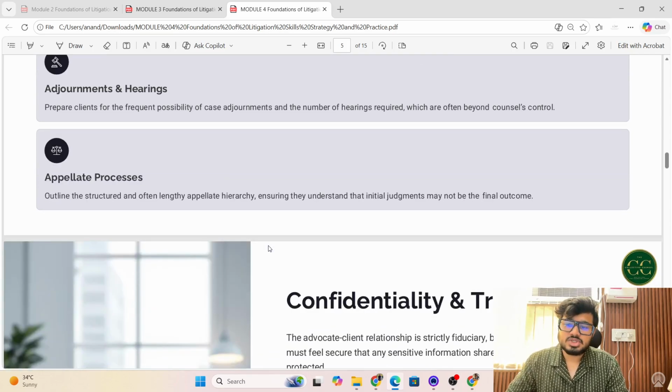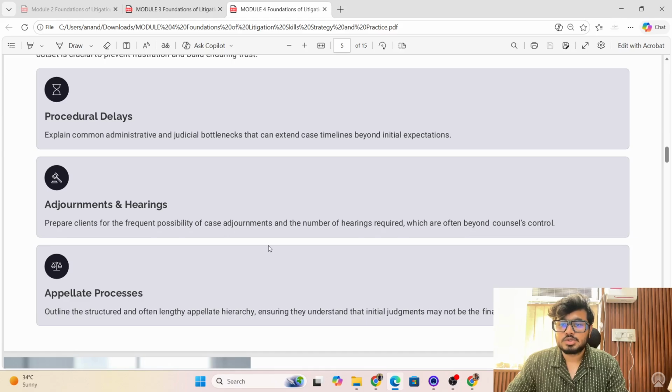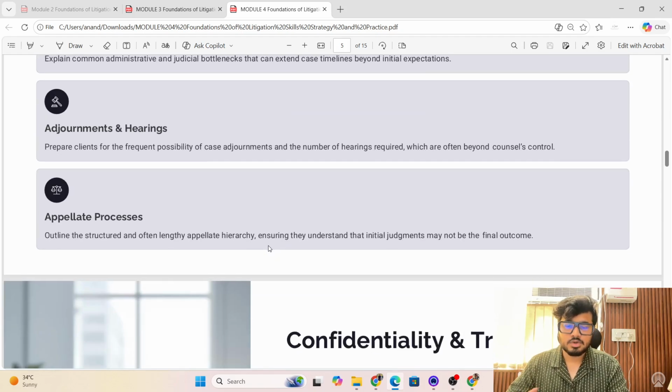Appellate process. Outline the structured and often lengthy appellate hierarchy, ensuring they understand that initial judgments may not be the final outcome. So you have to also tell your clients that, of course, the first case has to be filed before the subordinate court. If you lose the case somehow and the judge gives a verdict against you, you have the appellate authority to approach and get it reversed. It's not an issue. You have to tell your client that there is a remedy left. It is not the end result.